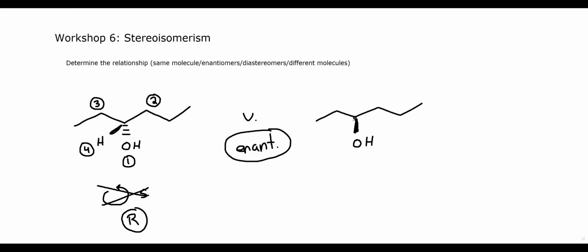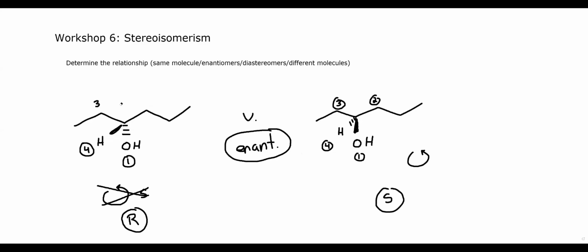Over here on the right, the hydrogen is in the back, which is our lowest priority. And then our other groups, 1, 2, and 3, are going counterclockwise, which is S configuration. So we have the R stereoisomer and we have the S stereoisomer. So these are enantiomers.